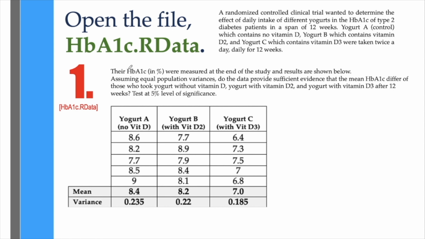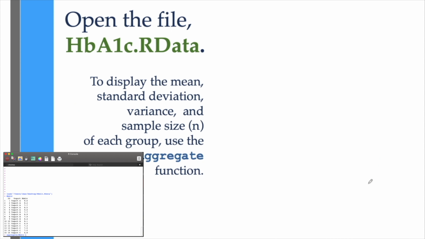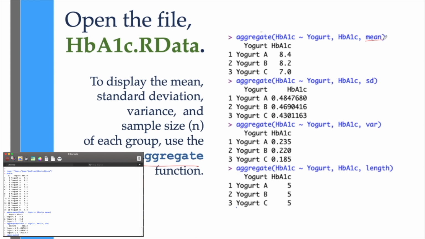So you may open the file, which is hba1c.rdata, and as you open the file, you may type hba1c, in which you will see two essential columns, which are yogurt and the hba1c, which are basically these values that we saw on the table. And then just in case you'd like to see the descriptive measures, you may make use of the aggregate function. So you may take a look at the mean of the three groups, the standard deviation of the three groups, the variance of the three groups, as well as their sample size.